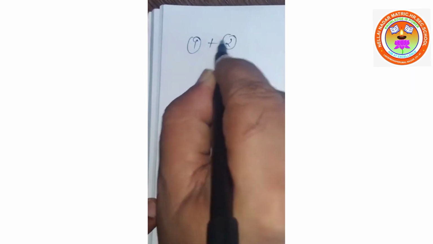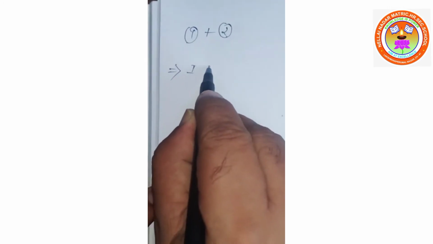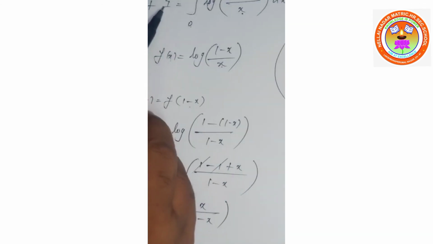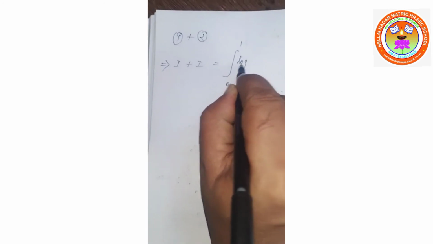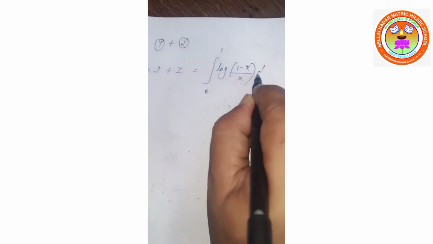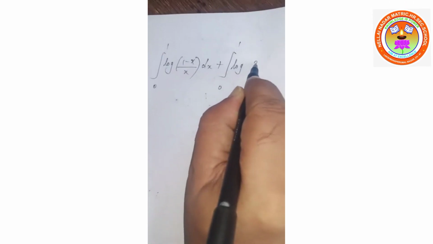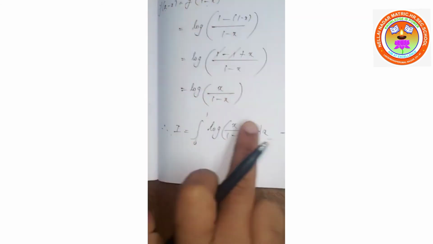Add 1 and 2. In equation number 1 and 2, the left hand sides are equal to I only. In equation number 1, what is the left hand side? I. In equation number 2 also the left hand side is I. So I plus I equals, now we can add the right hand side. Equation number 1: integral 0 to 1 log of (1 minus x) by x dx. Equation number 2 right hand side: 0 to 1 log of x by (1 minus x) dx.